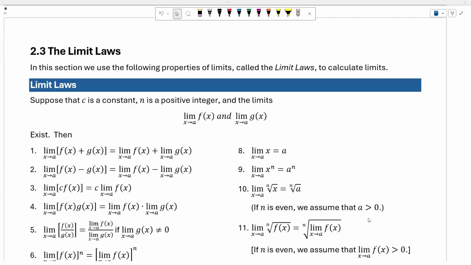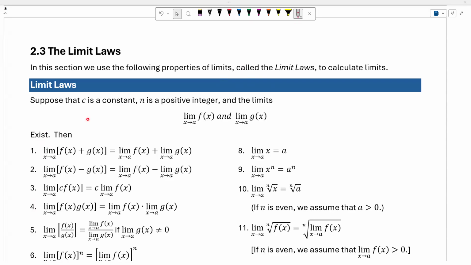Hi, in this section, we will use the following properties of limits to help us calculate limits, okay? So this is the property that we are going to work with.